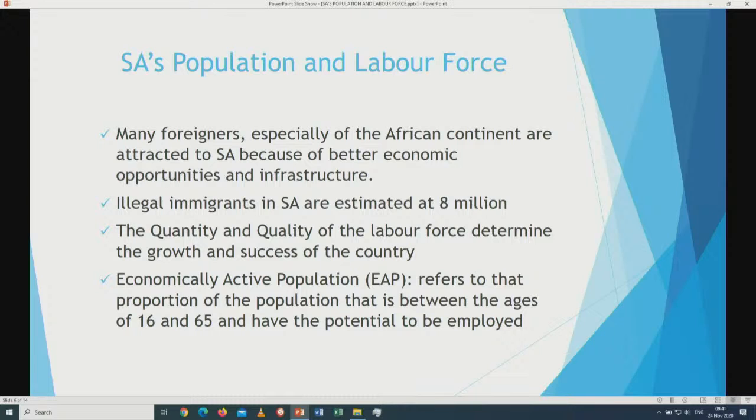So we call people who fall within this age bracket part of the economically active population. Why? Because they have a potential to be employed, as long as they have the necessary skills. They can be employed as long as they fall within this age bracket of 16 and 65. Right, now let's continue to explore the topic further.